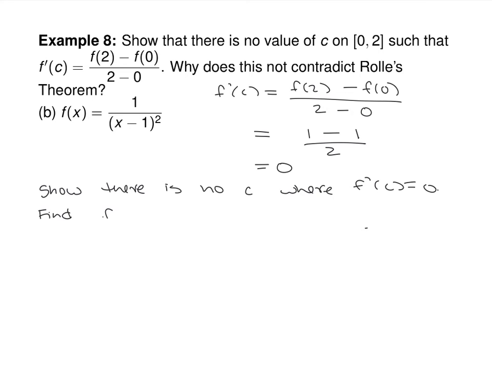So find f prime of x. This is the same thing as x minus 1 to the -2nd. So what's the derivative of that function? -2 over x minus 1 to the 3rd.